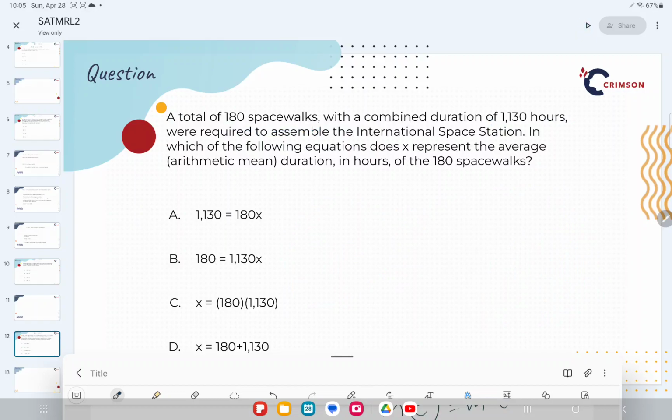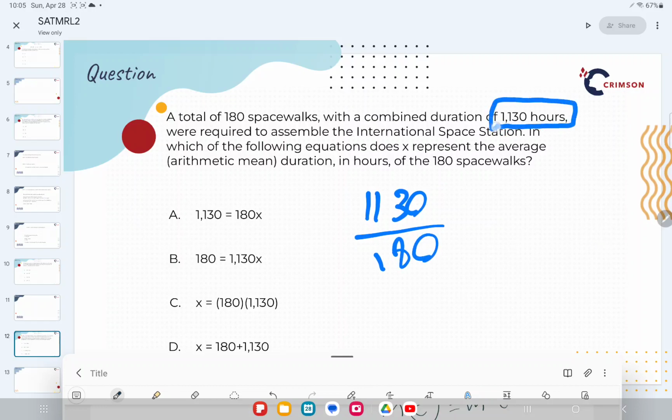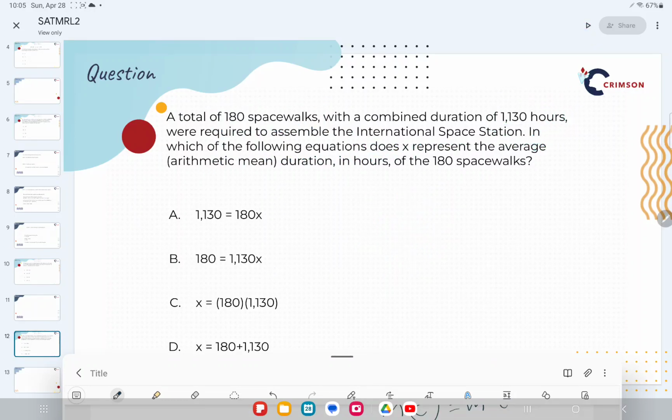So obviously I'm going to be doing 1130 divided by 180, because this is the total number of hours for all of these spacewalks. Now, we're required to assemble the International Space Station. The question is, in which of the following equations does x represent the duration in hours of the space station? So I want x to represent time.